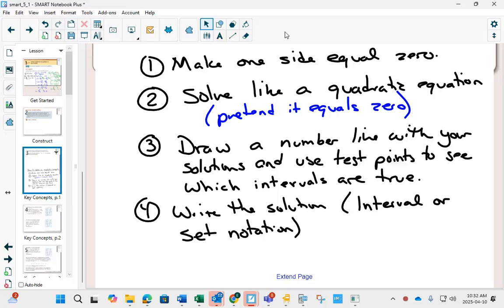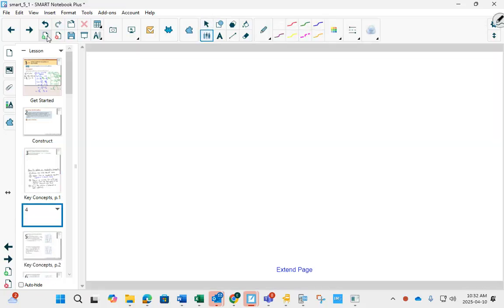So I'll give you an idea of what this looks like before we do the steps. Okay? So you can just sort of think about it. So if we were thinking about this, and I gave you x squared minus 9 is less than 0.